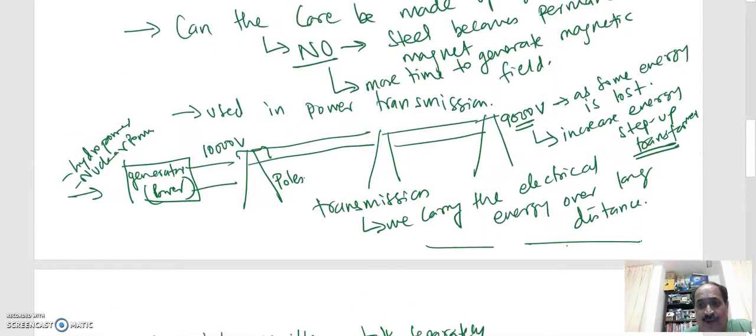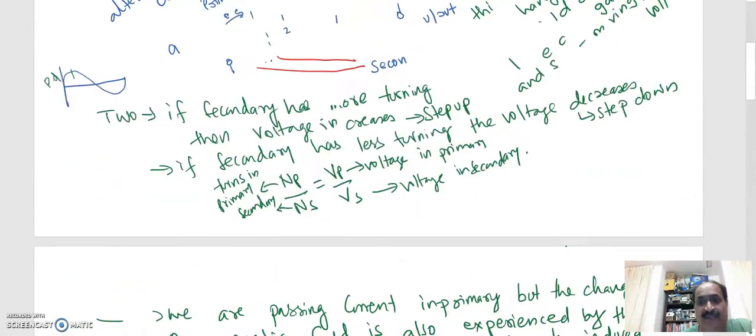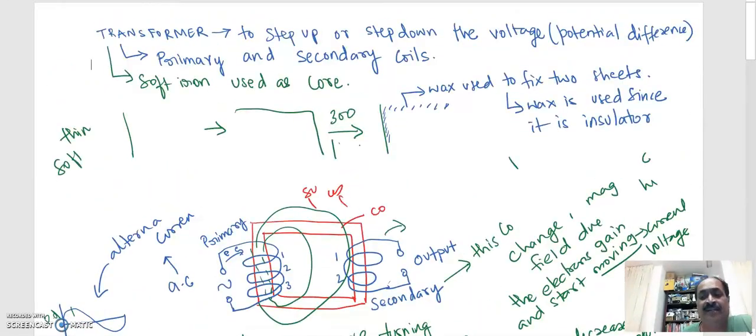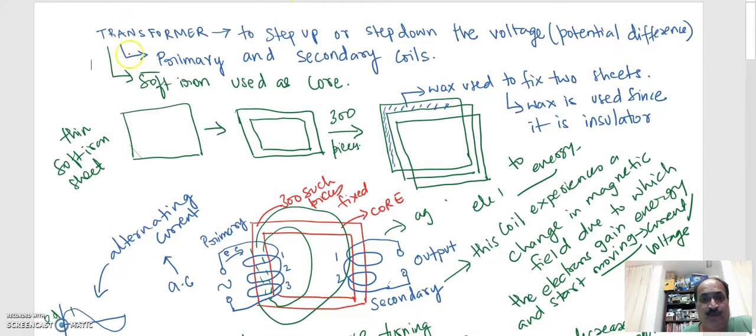Let us now go up and see what we did in the beginning. We spoke about the transformer, a device which is used to either step up or step down voltage. Okay. So I am sure it should be clear enough for you now.